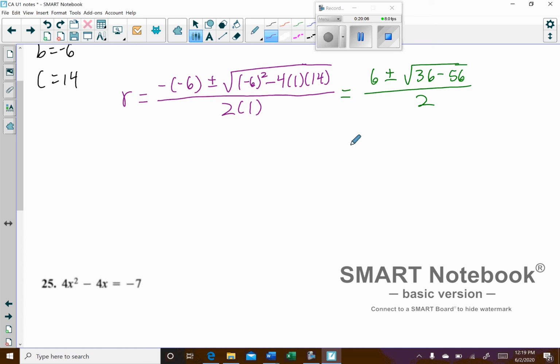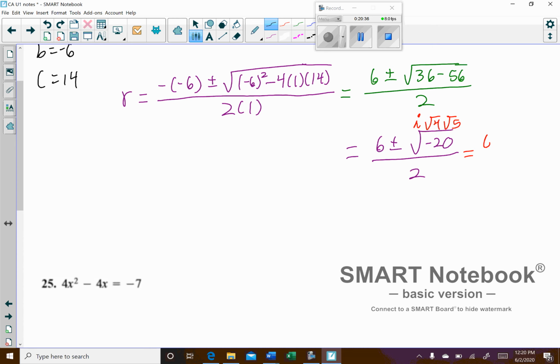Okay, so now let's see. 36 minus 56 is negative 20 all over 2. Okay, and so now you can see the only difference from this problem compared to the ones we were just doing is we have a negative here. So what I'm going to do is pull out the i, and then the square root of 20, I'm going to break that up into the square root of 4, square root of 5.